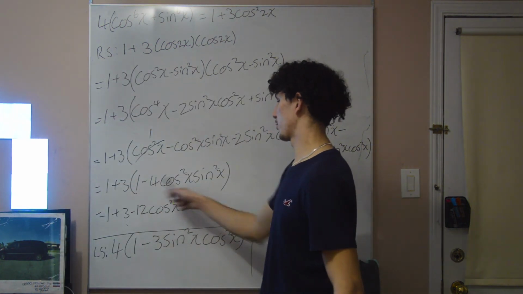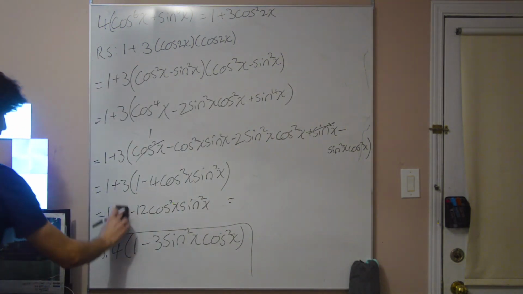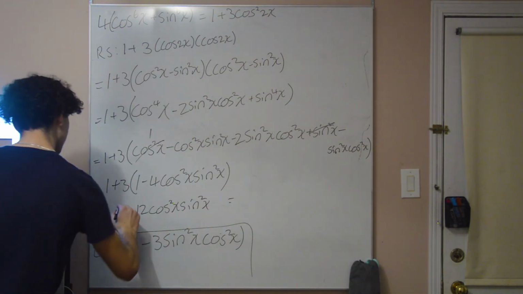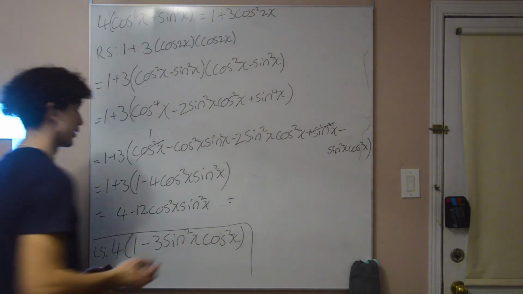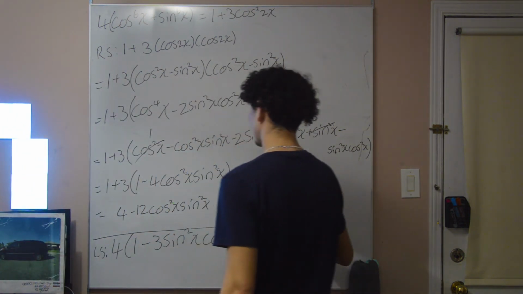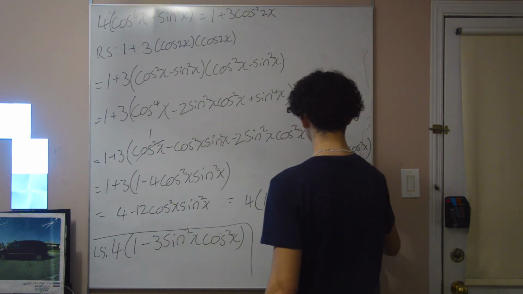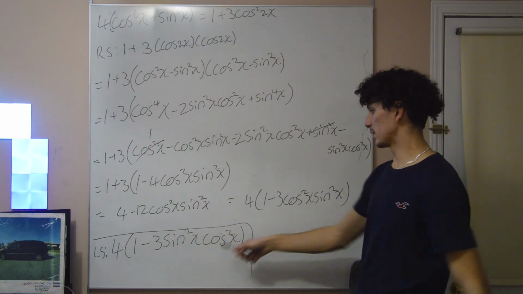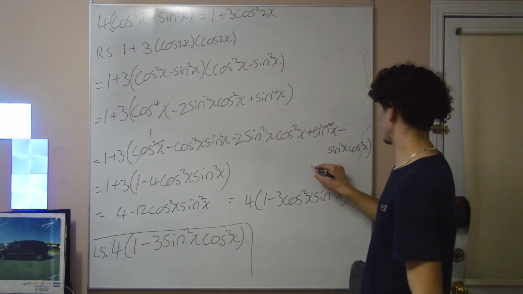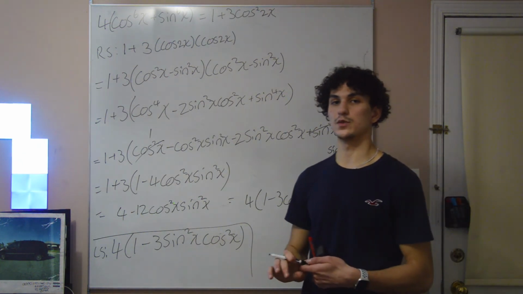All I did was run the 3 through. From there, 1 plus 3 just gives us 4. So we get 4 minus that. And from here, we can actually factor out a 4. So if we factor out a 4, we get 4 times 1 minus 3 cos squared x sine squared x, just like that. And left side, right side are equal. Therefore, QED. Let's do the next one.